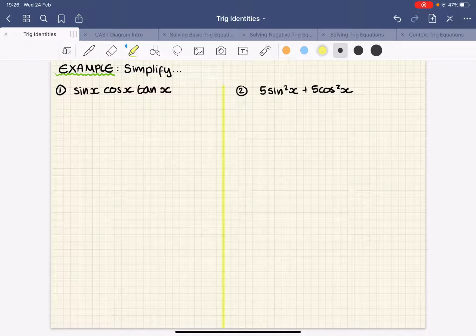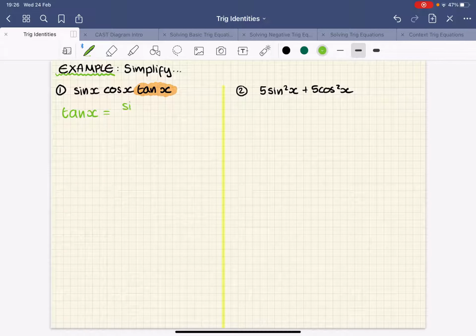So I'd look at this expression, and the first thing that jumps out to me is the fact we have this tan x here. The fact I've got that tan x means instantly I can use that tan x equals sine x over cos x. And I would write this down somewhere. I'd just write down my trig identity so I have it written down for me to use.